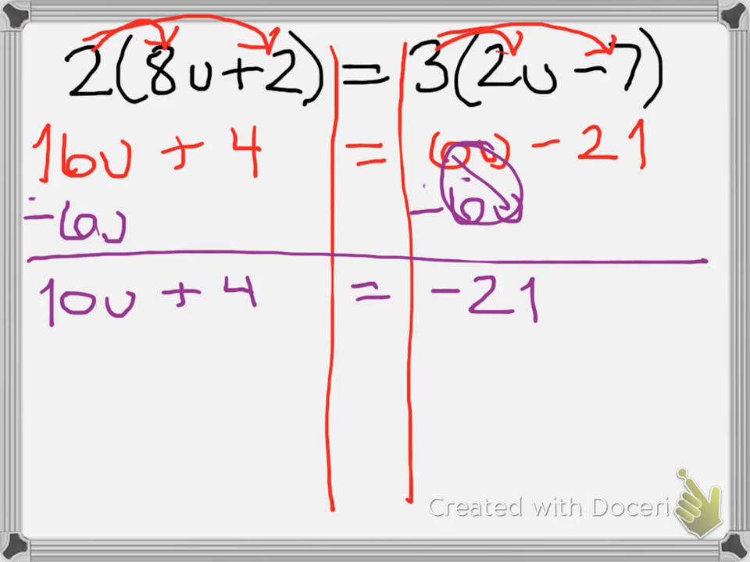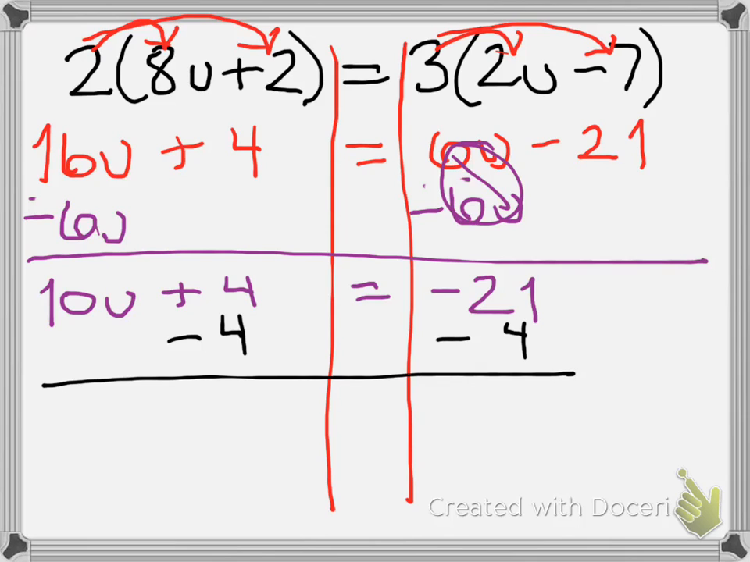Okay? The next step is we're going to take the plus 4 from the left side and move it over by subtracting it. So just do minus 4 on both sides. And that's going to leave us with 10u, because the 4's cancel out, equals negative 21 minus 4. Remember, they're both negative, so the answer is going to be negative, and then you just add the two numbers, 21 and 4, to get negative 25. Okay, and when you combine two negatives, you just keep the sign and add the numbers.